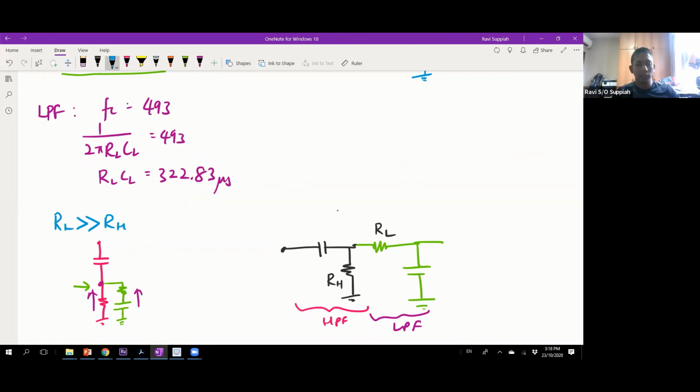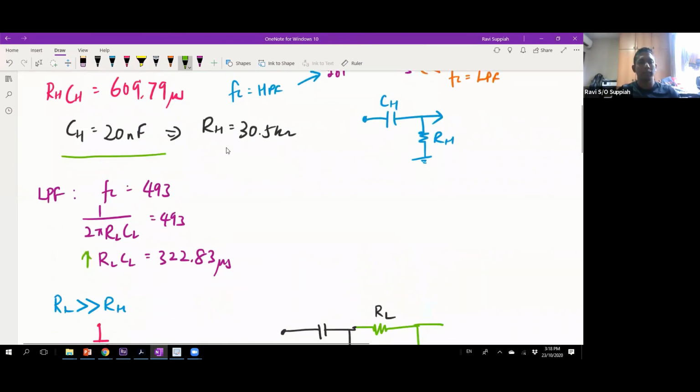Taking that into account, we want the RL here to be a lot higher than your RH. Since they are multiplied by each other, I can make the CL lower. By making the CL lower, the RL can become higher. So I can choose a CL that is, for example, 1 nanofarad. You can go lower also, no problem. By doing that, I can get an RL of 323 kilo ohm.